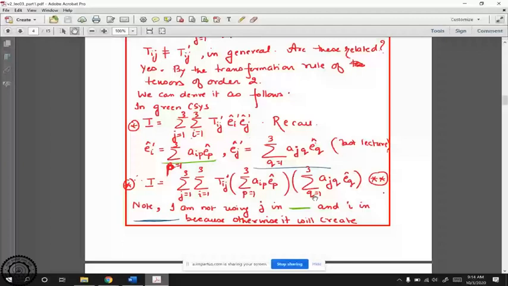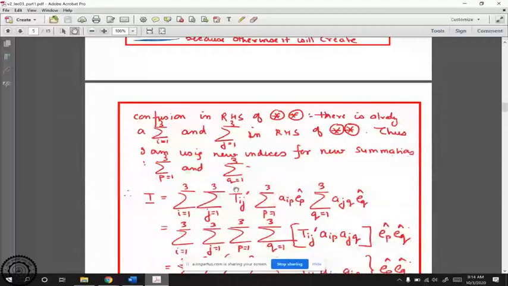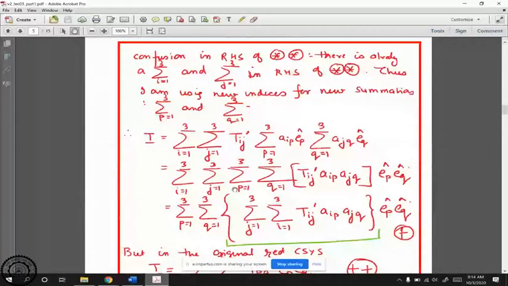This is what I wrote here: once I and J have been used, do not use I and J as running variables anymore. You should use new variables. So this is what the expression of T becomes. I now have four summations going over I, J, P, and Q, and mind you, there are no prime unit vectors. That was the idea, I wanted to get rid of them. You can rearrange this as I've shown here: keep EPQ outside, and then inside you have Tij prime AIP AJQ.